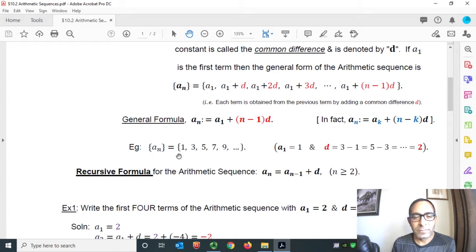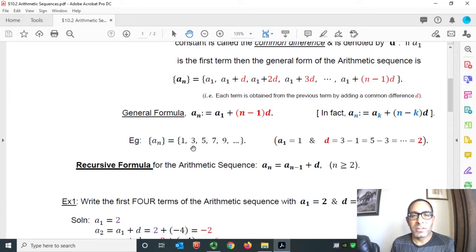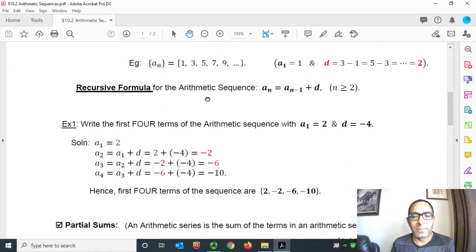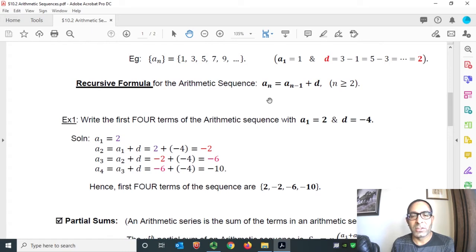Quick example, the sequence with terms 1, 3, 5, 7, 9 is an example of an arithmetic sequence where the first term is 1 and the common difference is 2. The common difference we obtain by subtracting the previous term from the later term. So here 3 minus 1 is 2, 5 minus 3 is 2, 7 minus 5 is 2, and so on. The recursive formula for the arithmetic sequence is given by an equals an minus 1 plus d.